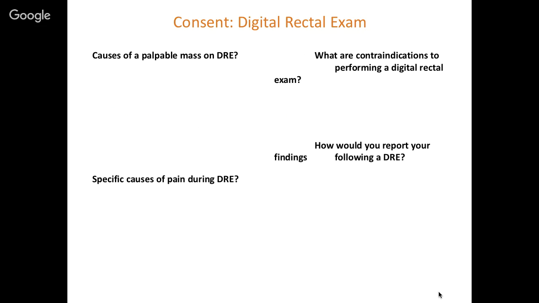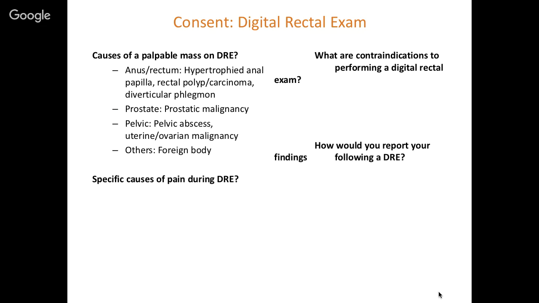Yeah, potentially. So these are some of the ones I had, just grouping them up between organs, I guess. It's also important to think about the prostate, potentially a foreign body as well. Diverticular phlegmon is just an inflammatory mass with pus. Specific causes of pain during a DRE.